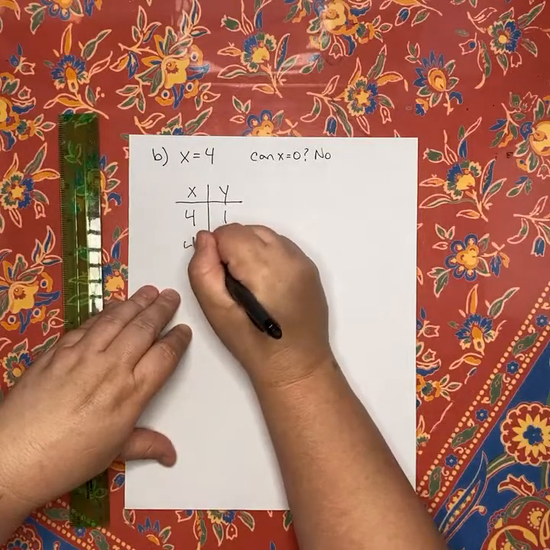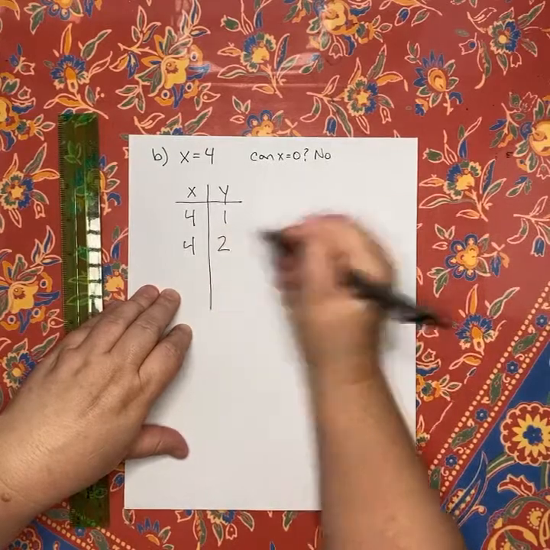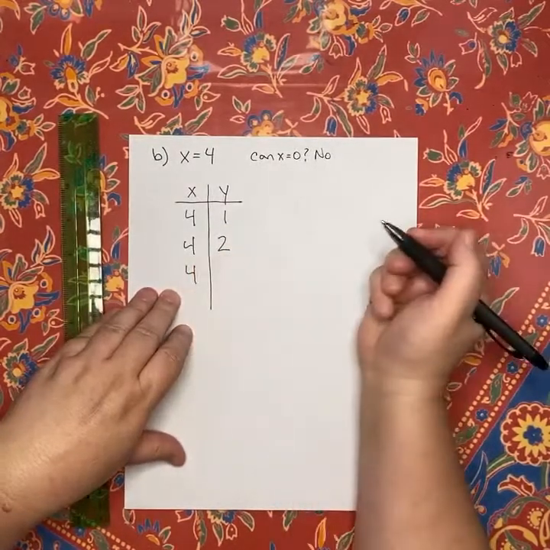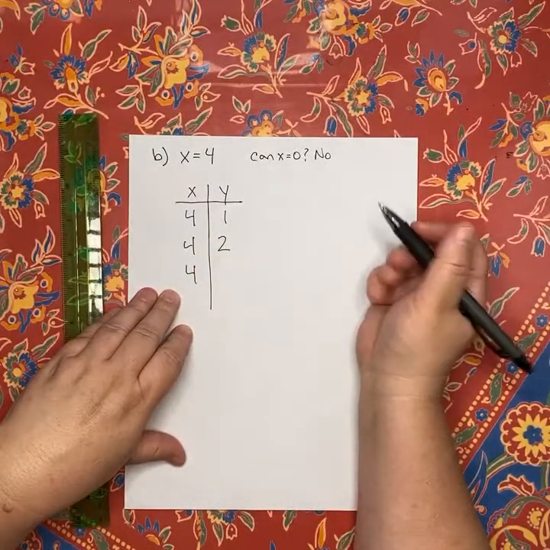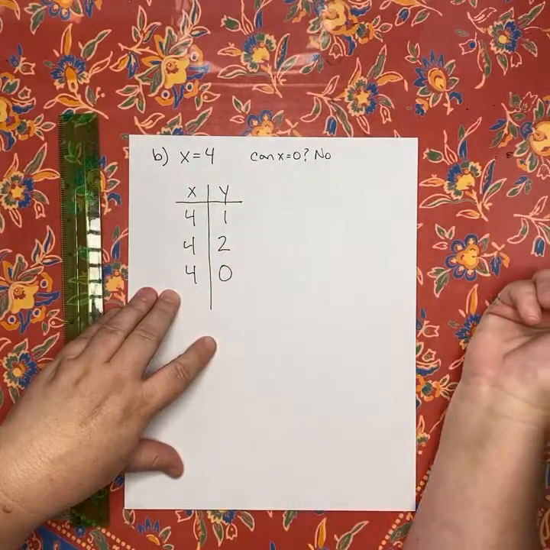Okay, let's try another value. Well, I have to go with 4. What's another value for Y? 2. You got it. 4. Could it be 0? Is there anything that says Y can't be 0? No. So I could do 0.